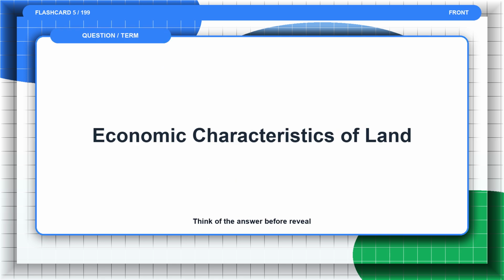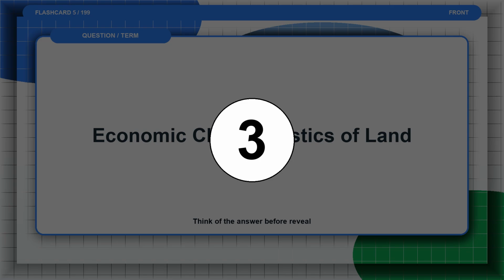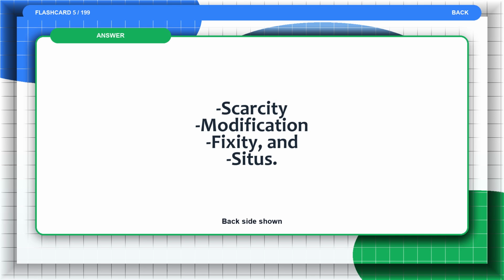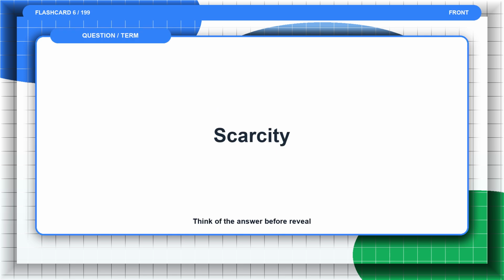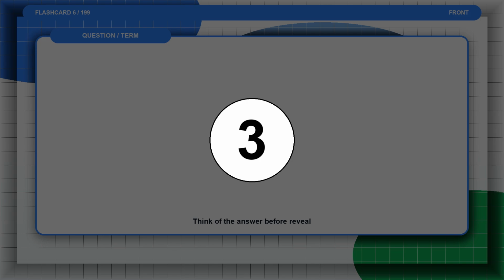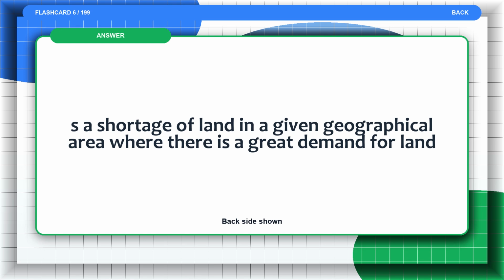Flashcard 5. Economic characteristics of land. Pause and think of the answer before the reveal. The answer is scarcity, modification, fixity, and situs. Flashcard 6. Scarcity. Pause and think of the answer before the reveal. The answer is a shortage of land in a given geographical area where there is a great demand for land.